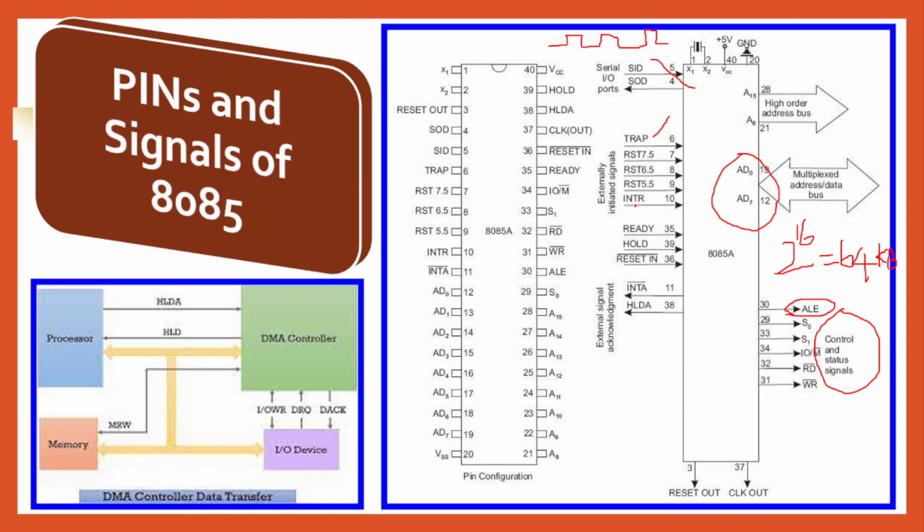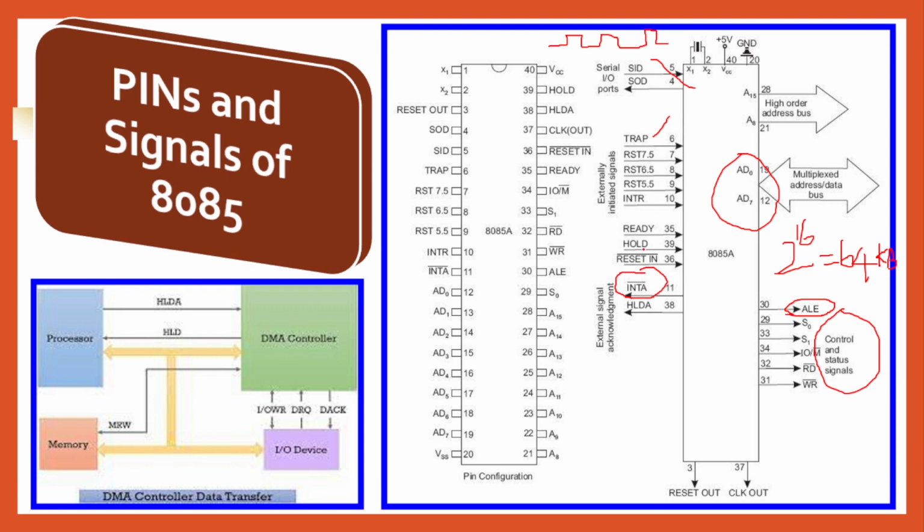INTR is called the interrupt request. The external device makes a request through the hardware pins. The processor will stop the current task, go to that particular device, execute that program, then come back to its main task. INTA means interrupt acknowledge. So whenever a device makes a request, the processor gives acknowledgement to the device before taking control over the device.